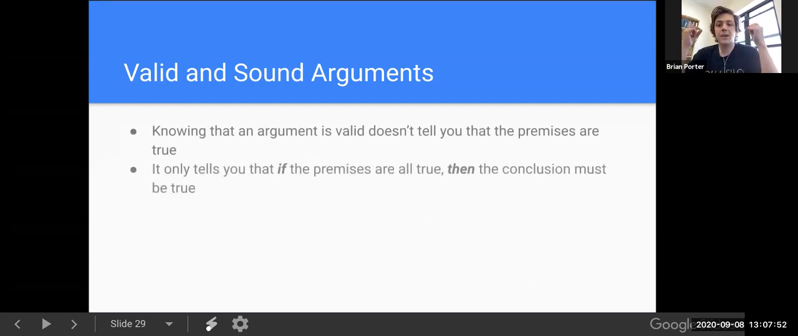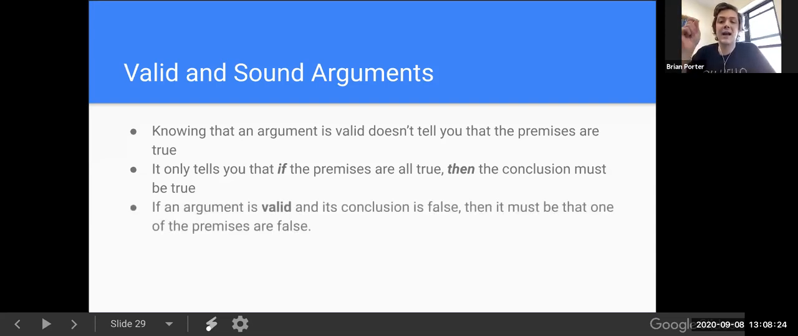Now, knowing that an argument is valid doesn't tell you that the premises are true, right? So we've looked at valid arguments. We've looked at some valid argument forms. We've talked about what it means for the conclusion to follow from the premises. So if you know an argument is valid, if an argument is of this valid form, or if you otherwise can tell that it's valid, then you just know that if the premises are all true, then the conclusion must be true. So the argument being valid doesn't mean that it has true premises.